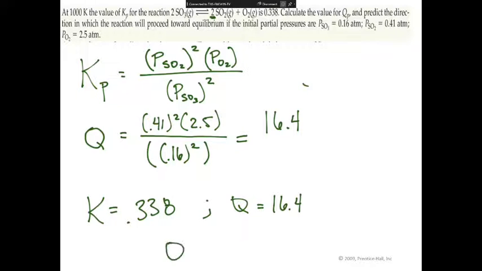So I can tell Q is greater than K, right? Q's too big. That means I've got a top-heavy ratio. This ratio needs to be reduced by a lot. In order to reduce it, I would need to decrease the amount of SO2 and the amount of O2. That means the reaction needs to proceed to the left. I'm just going to write that. The reaction will proceed to the left, or you can say toward reactants.